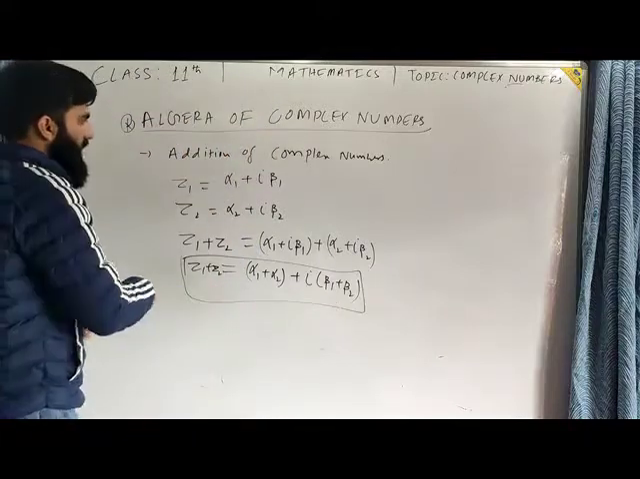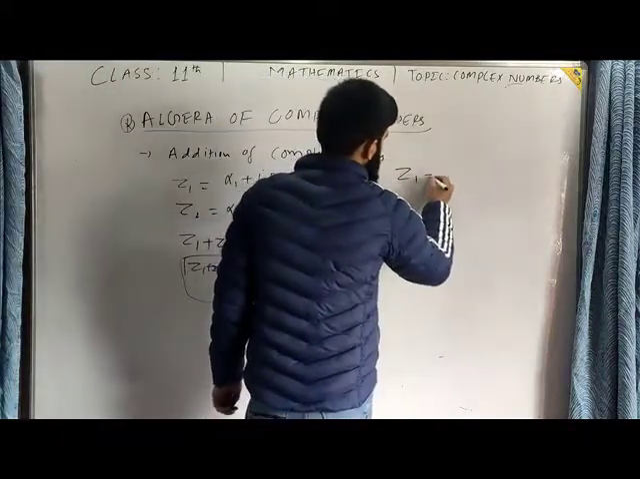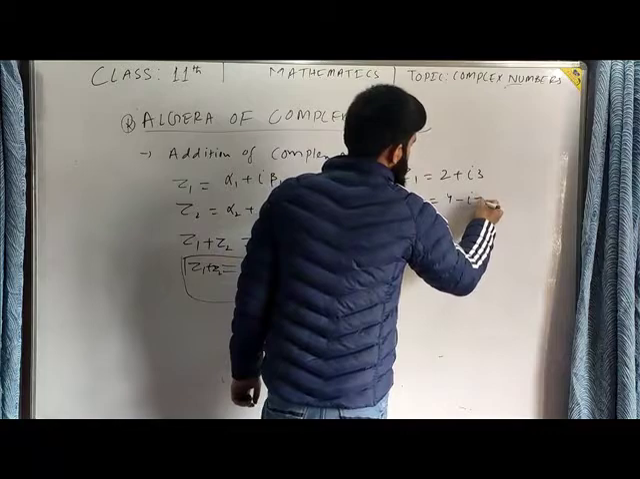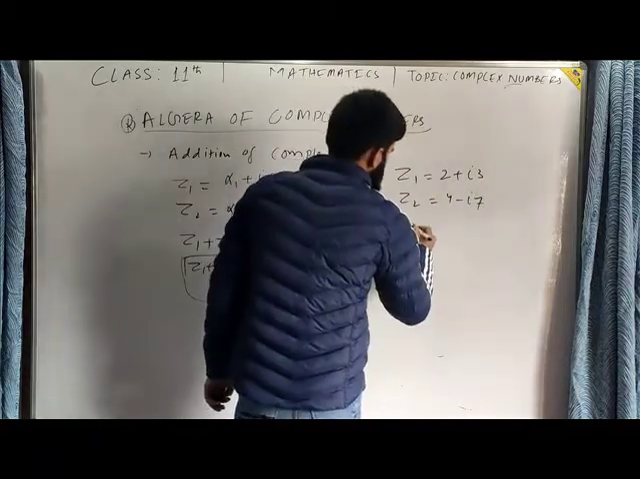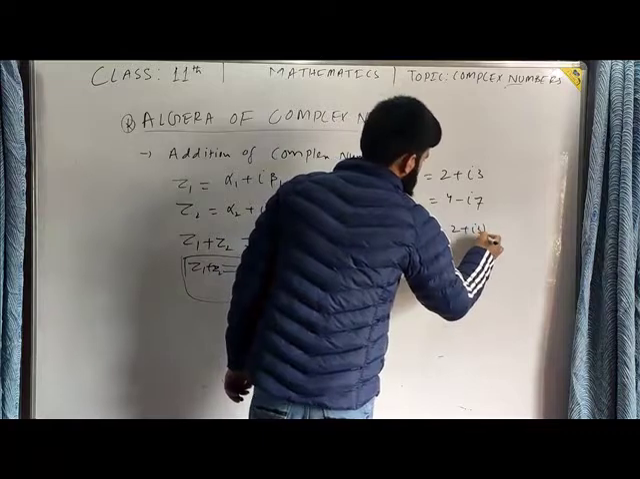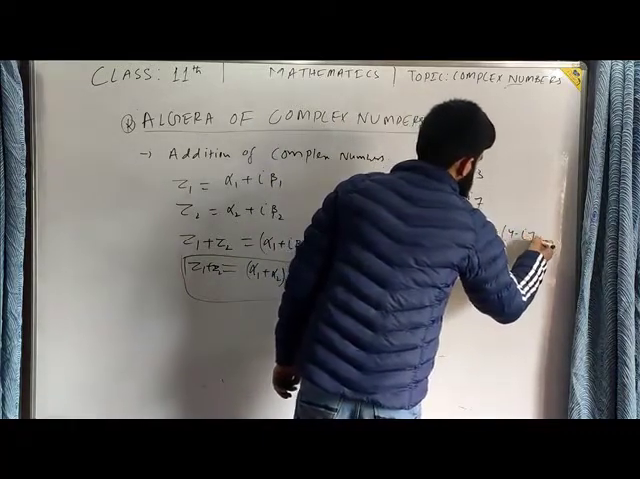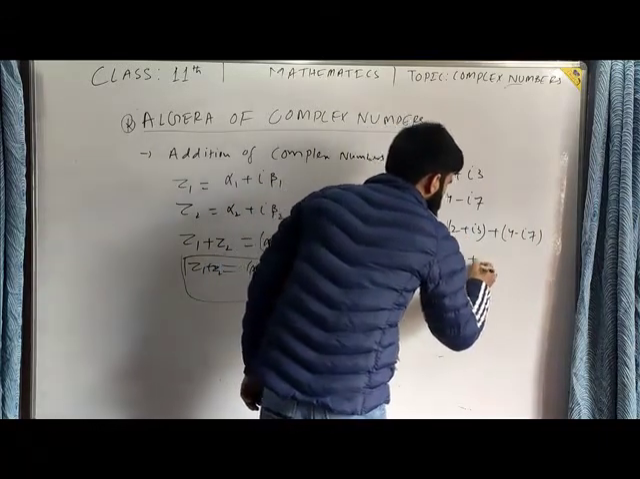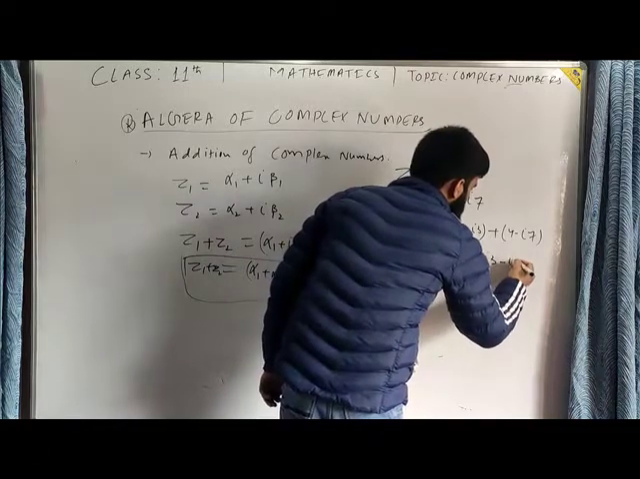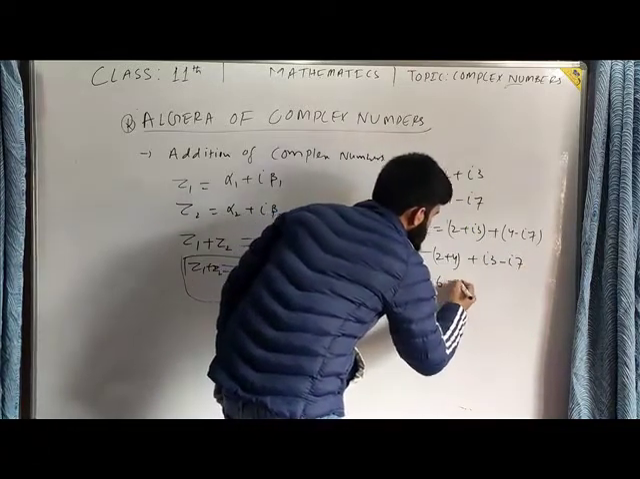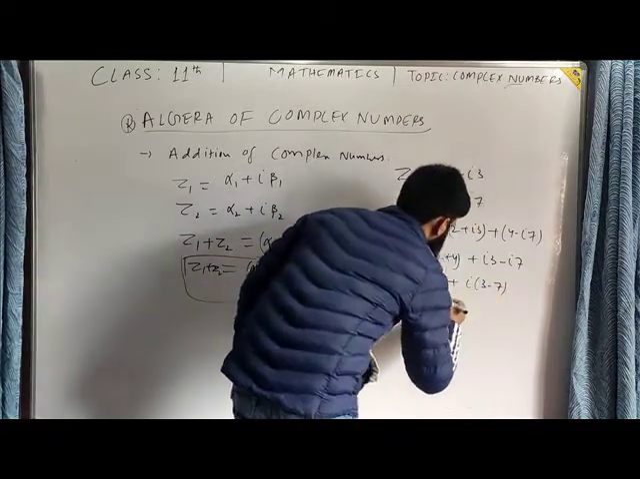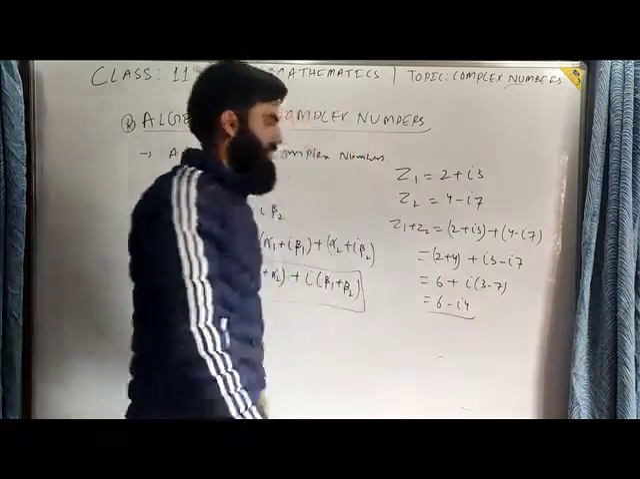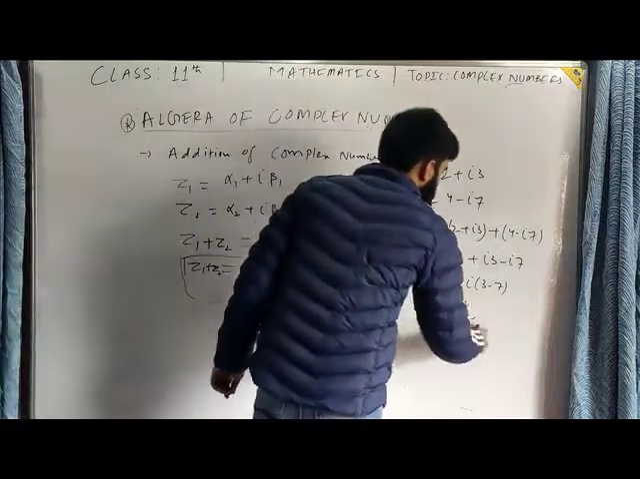That's it. Okay? An example is like this. If we have Z1 equal to 2 plus iota times 3 and Z2 equal to 4 minus iota times 7, what will you do? For addition, Z1 plus Z2 will be equal to 2 plus iota times 3, plus 4 minus iota times 7. Now you have to take real part with real part, 2 plus 4, then iota 3 minus iota 7. So 2 plus 4 is 6, plus iota times 3 minus 7, which is obviously minus 4, so minus iota 4. This is your value. This is how you can add the two complex numbers.